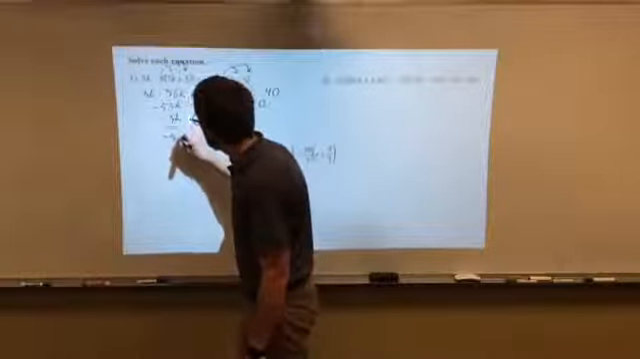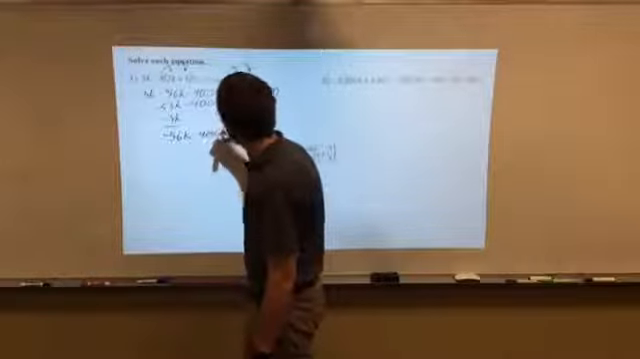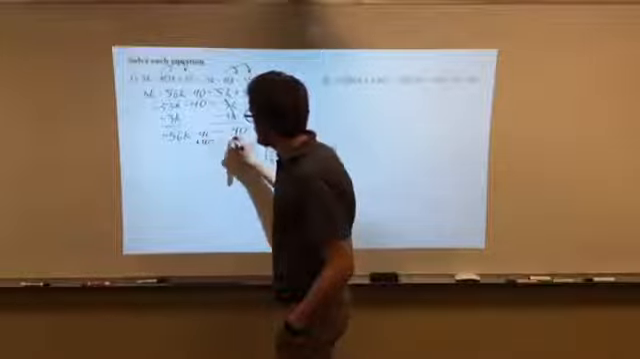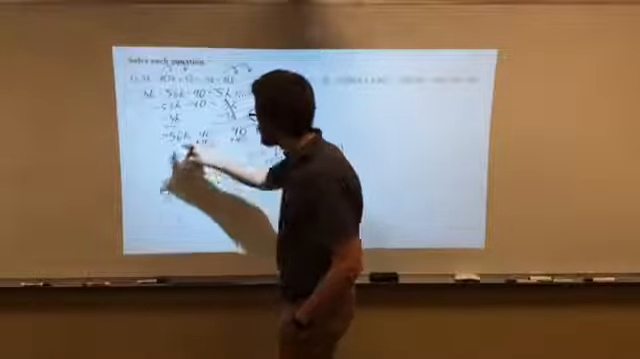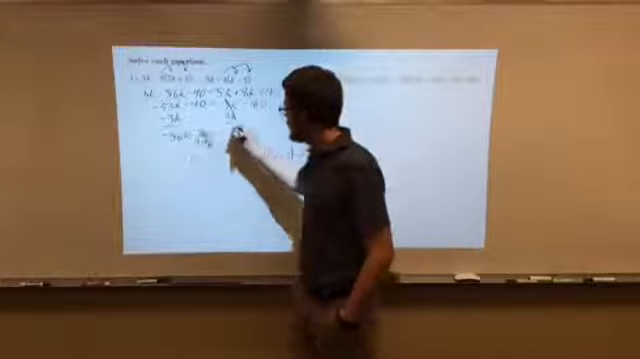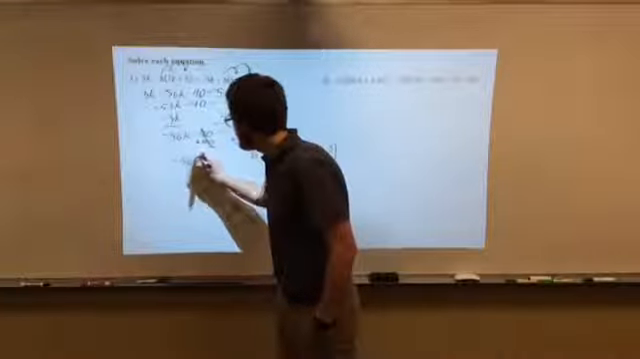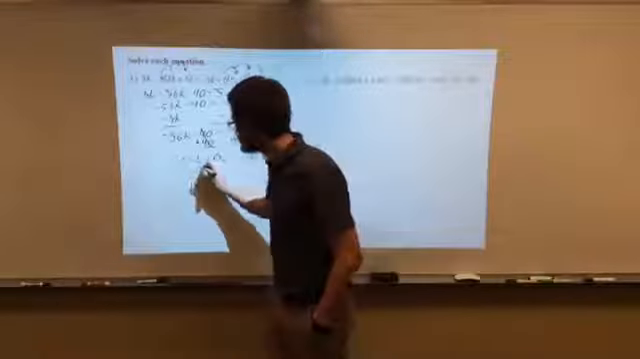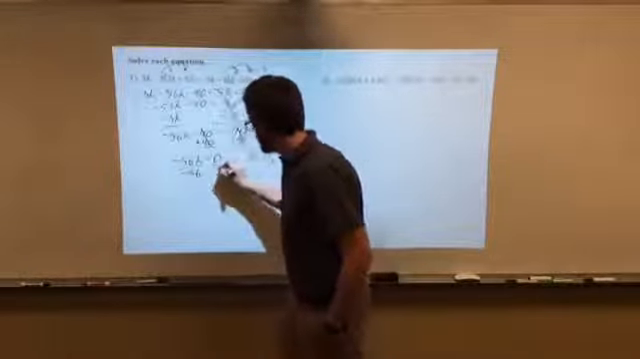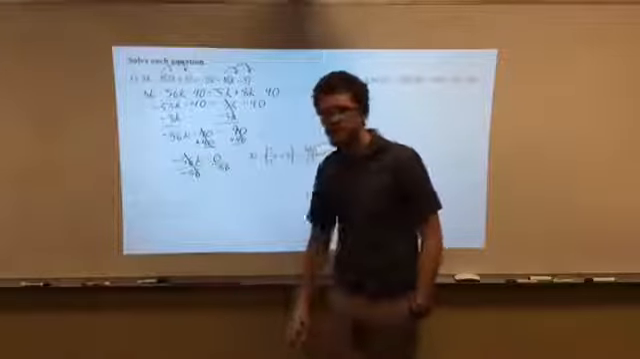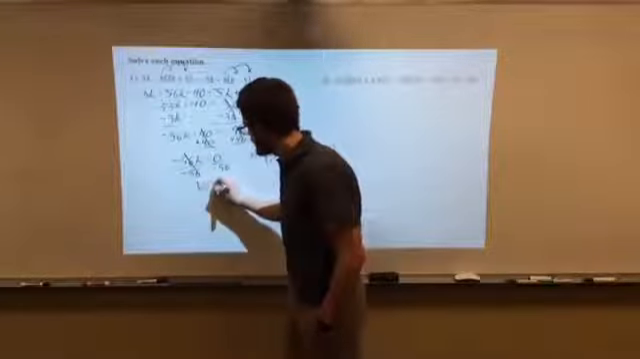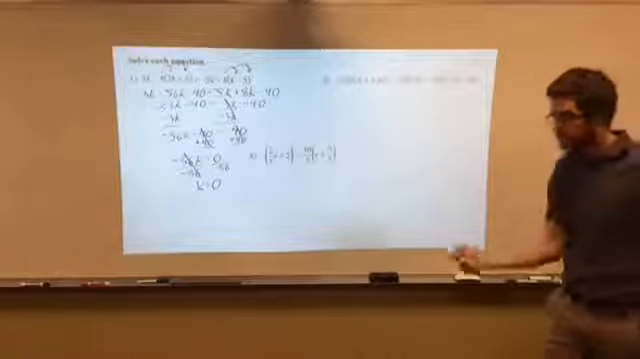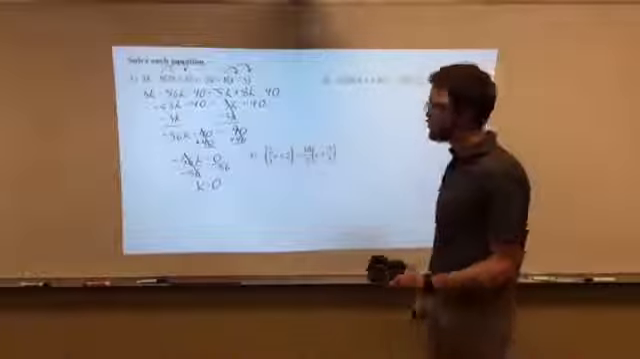If I get all my k's to one side, I've got negative 56k minus 40 equals a negative 40. When I add 40 to both sides to get the term with k by itself, I've got a negative 56k equal to 0. What times a negative 56 equals 0? Well, we see that when we divide both sides by a negative 56, k must be 0.